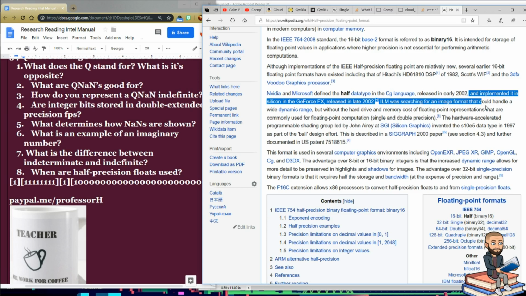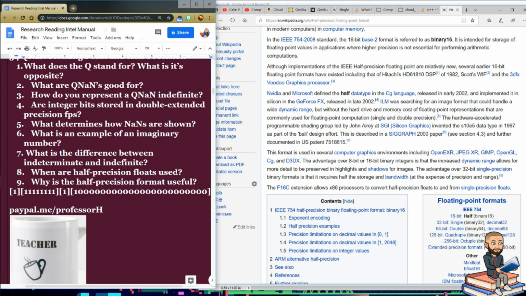ILM was searching for an image format that could handle a wide dynamic range, but without the hard drive and memory cost of floating point representations commonly used for floating point computation. But just to finish this video up, they say that this format is used in several computer graphics environments, including all of these as examples. The advantage over 8-bit or 16-bit binary integers is that the increased dynamic range allows for more detail to be preserved in highlights and shadows for images. And the advantage over 32-bit single precision binary formats is that it requires half the storage and bandwidth at the expense of precision and range.